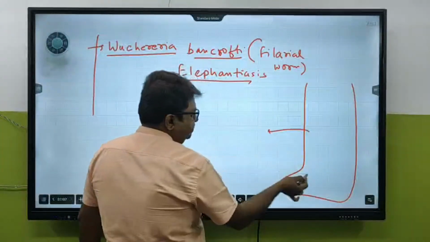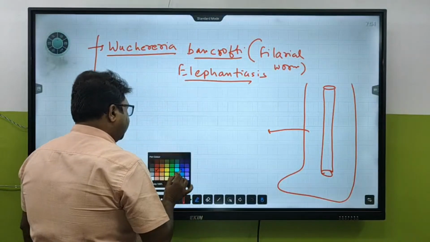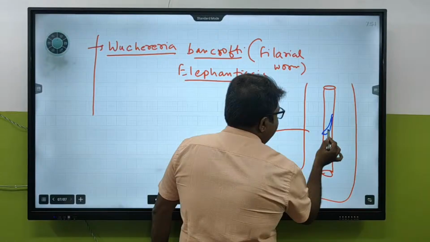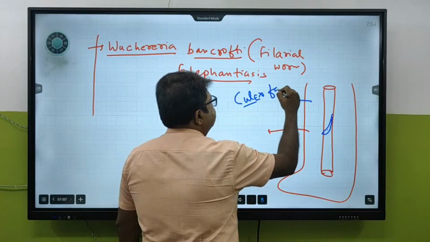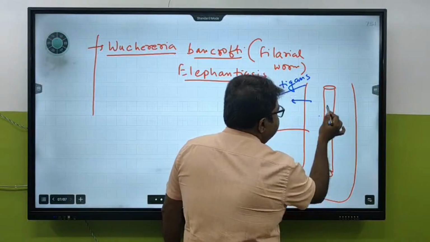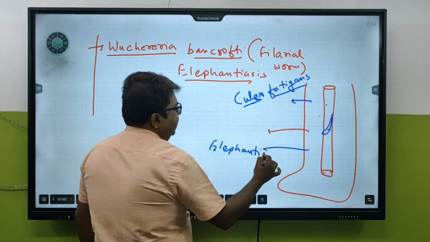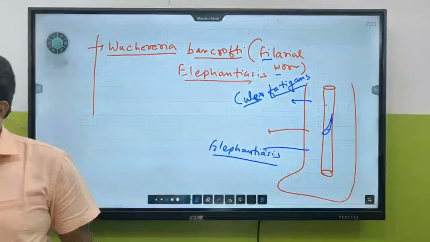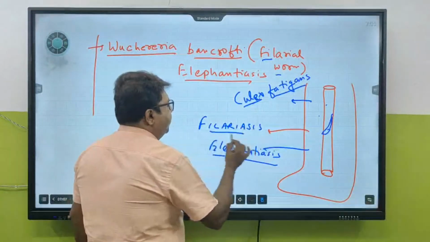The human leg becomes like an elephant foot. Why? Because of the lymphatic duct: the filarial worm gets stuck there by the bite of a mosquito, Culex fatigans, which contains this larva. If it bites you, this larva can get stuck in the lymphatic duct. So the foot becomes an elephant foot, and that's why the disease is called elephantiasis. The worm is the filarial worm, so the disease is also called filariasis.